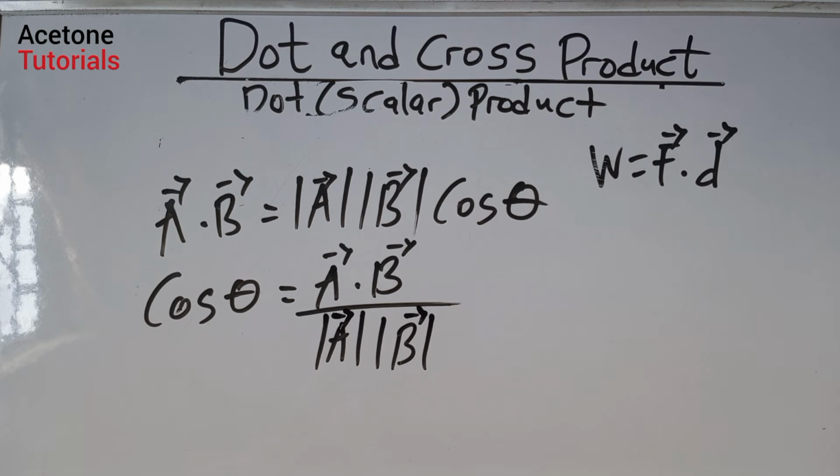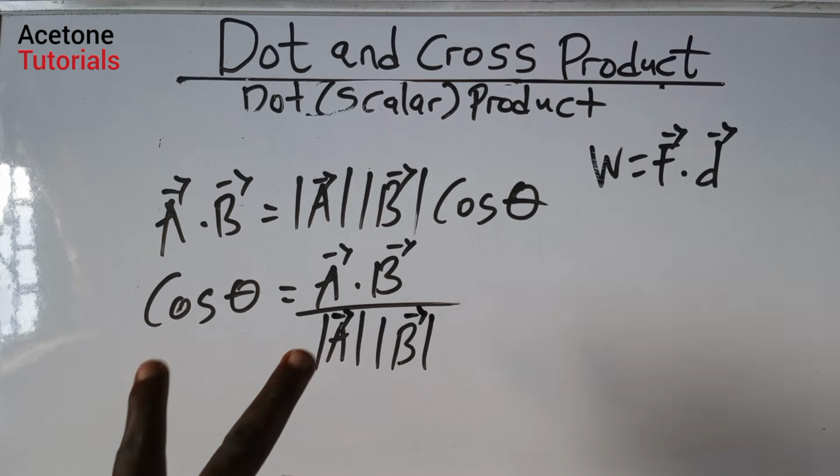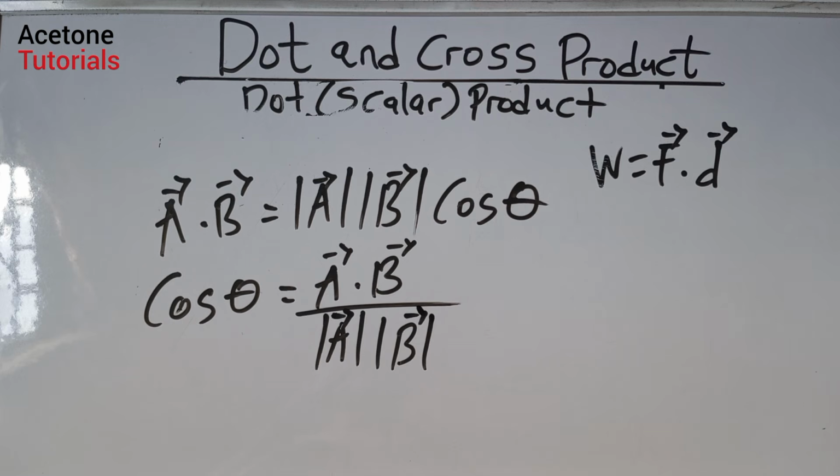So if you know the components of two vectors, you can determine their dot product and determine the magnitude of the vectors. So you can get the angle using this formula. Cos theta equals A dot B over the magnitude of A multiplied by the magnitude of B. So that's another application of the dot product.